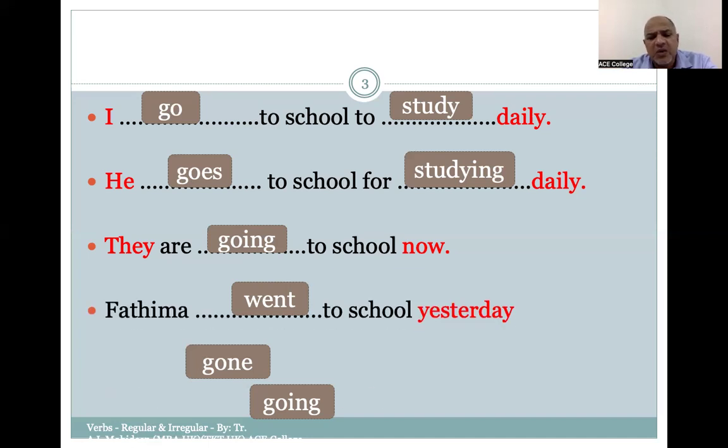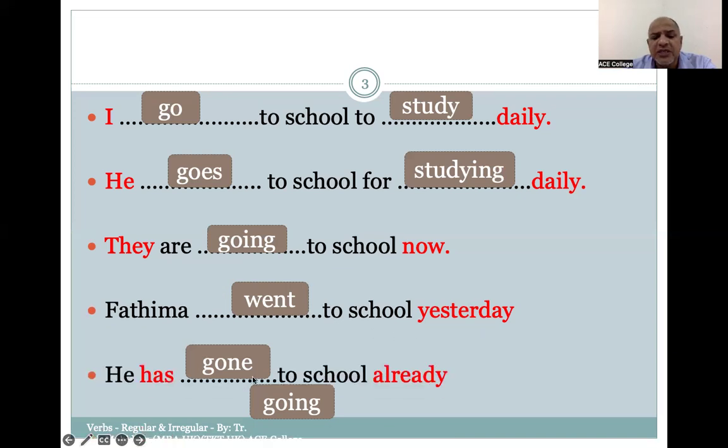Fatima. Why do we change into the fourth form? This is the fourth form because it's a past tense. It's an action describing yesterday. So yesterday's action, so this is a past action. So you have to put that into a past form. Fatima went to school yesterday.